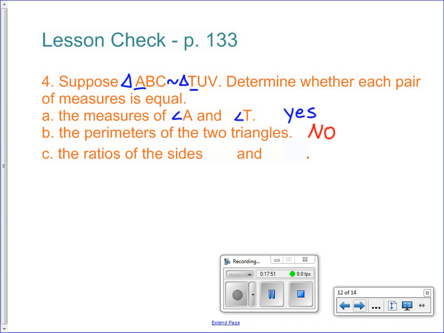And then part C, the ratios of the sides. And let's see, I forgot to check which sides they mentioned, but we'll just take AB and TU. And our answer to this would be yes. Those ratios will be the same because those are corresponding sides.